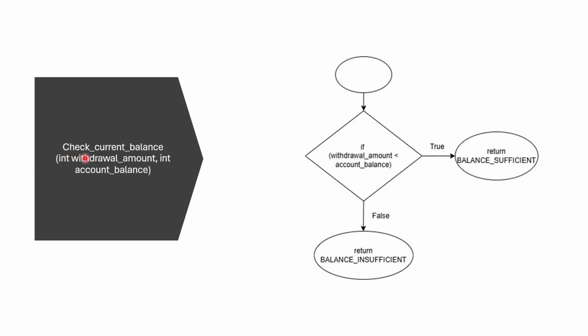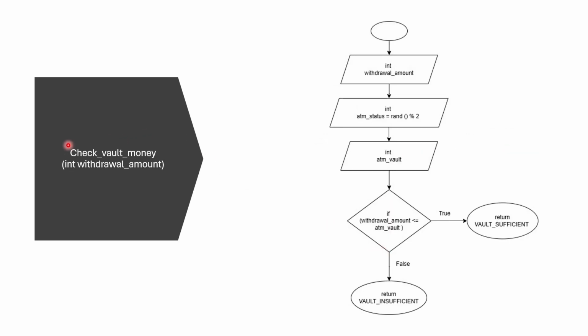So second, check current balance. We go to the if function: if withdrawal amount is less than account balance, if the condition is true, it will return balance sufficient. If false, it will return balance insufficient. Three, check for money function. Firstly, it will initialize withdrawal amount. Second, it will initialize ATM status random number and it will give us a number between 0 to 1. And third, it will initialize the ATM vault.